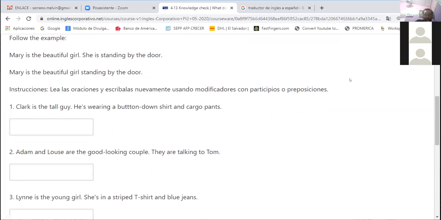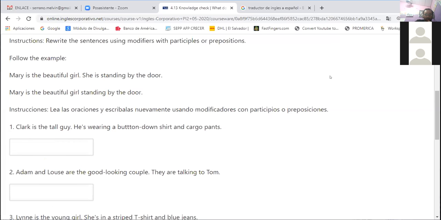Clark is the tall guy. He's wearing a button-down shirt and cargo pants.